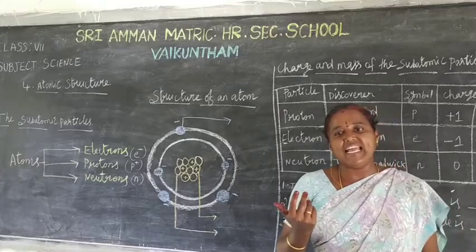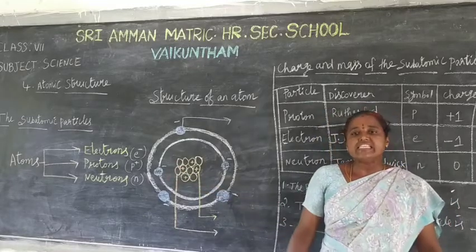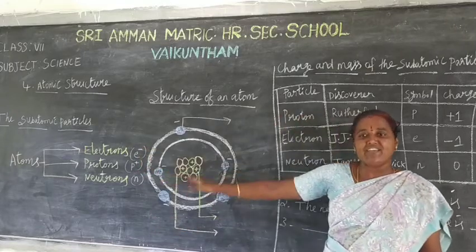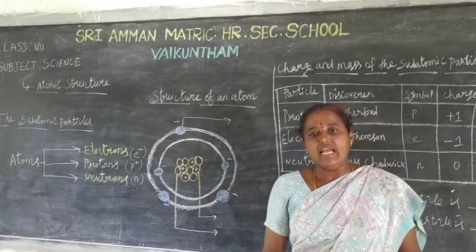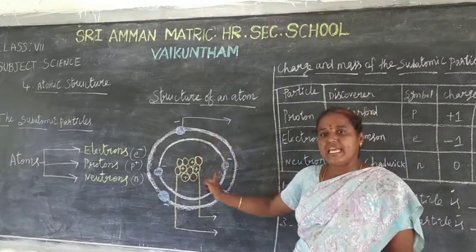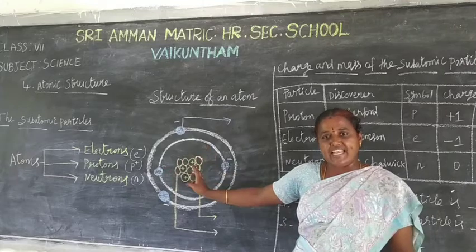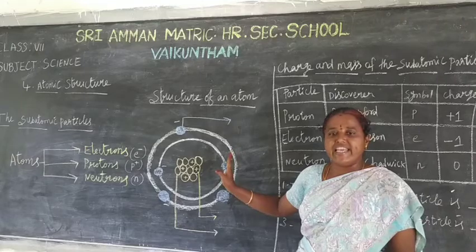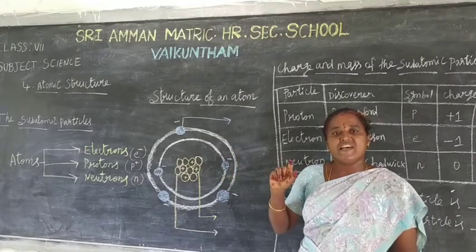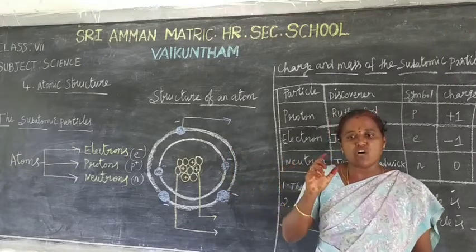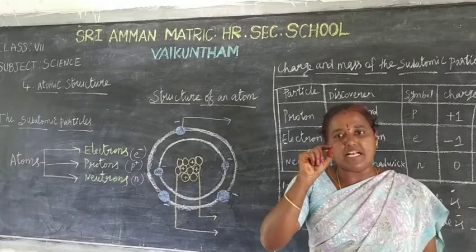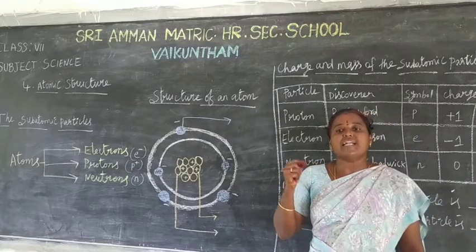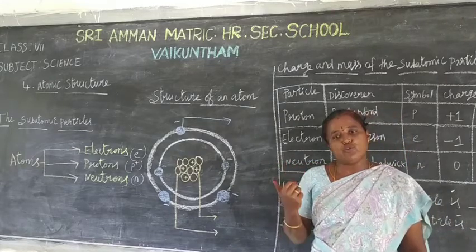Next we go for electron. The symbol for electron is E. Electron is a negatively charged particle. Electrons revolve around the nucleus of the atom in specific orbits. The mass of an electron is negligible. Negligible means very, very small as compared to that of a proton or neutron.